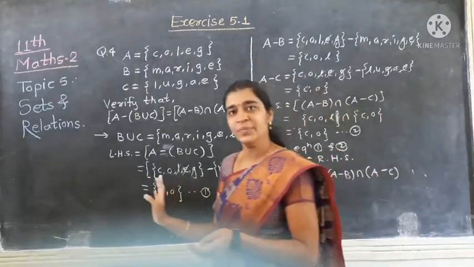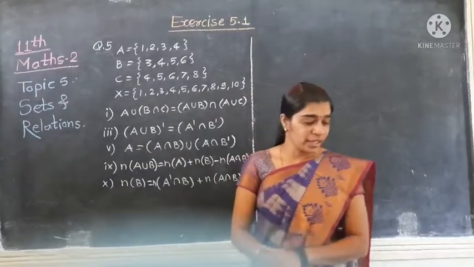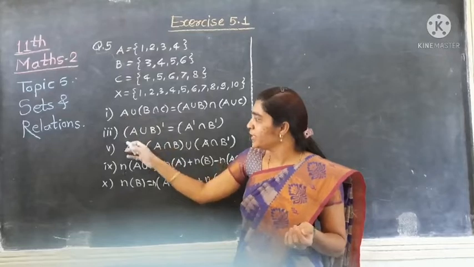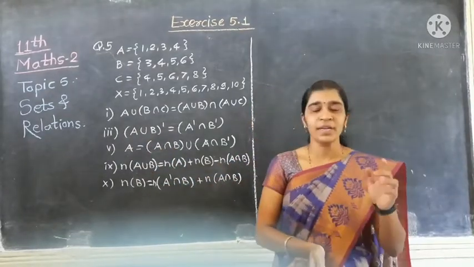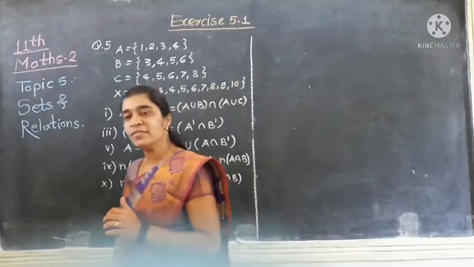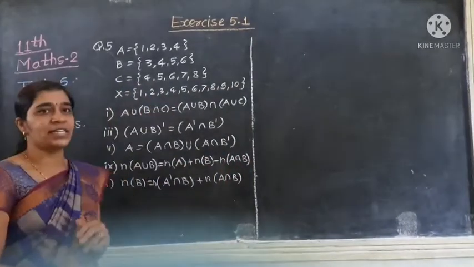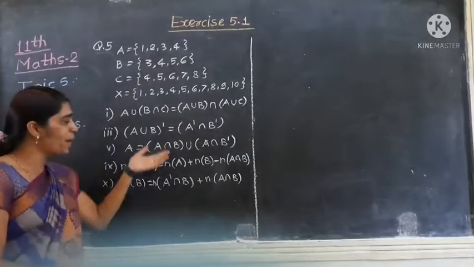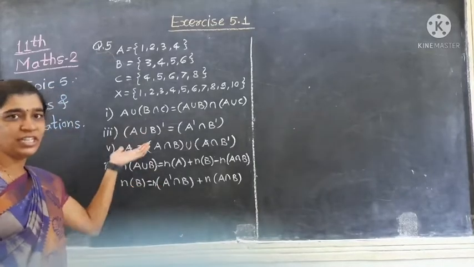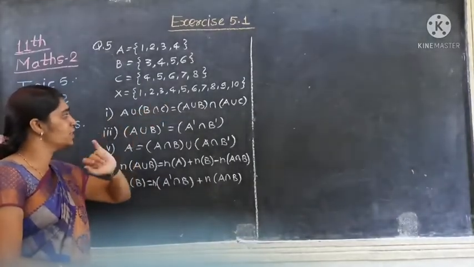Okay, very easy. Let's see question number 5. In question number 5, there are 10 examples given. Here I only solve 5 examples. The remaining 5 examples you can solve yourself. Okay. What is given? Sets A, B, C are given, and X is the universal set. We have to verify all these 10 things which are given in the textbook question. Okay. We will start from the first.